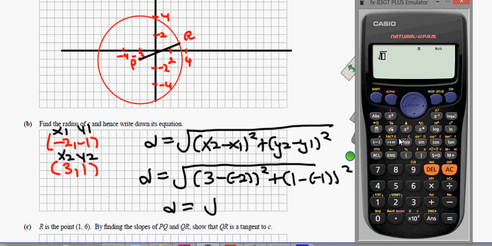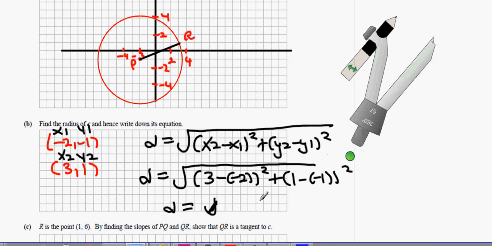So you can get the square root of (3 minus (minus 2)) squared, then plus (1 minus (minus 1)) squared, and you should get root 29, the square root of 29. That's the radius. So that's your formula, and we now know the radius is root 29.